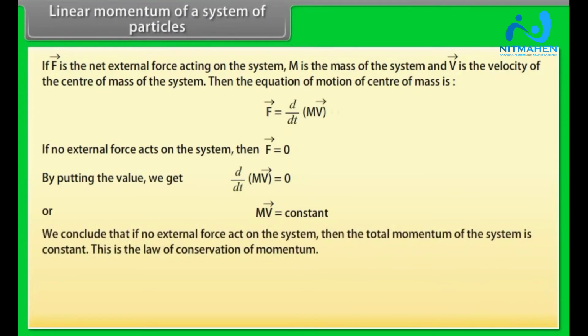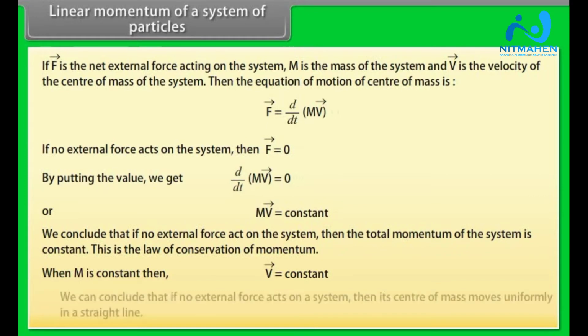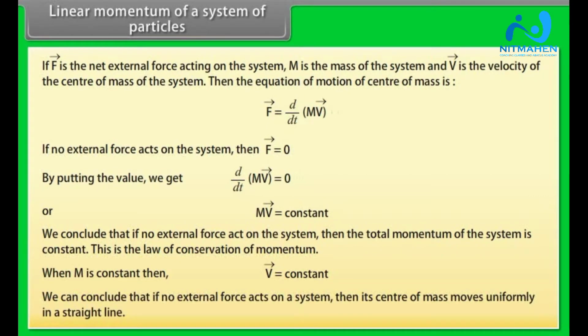We conclude that if no external force acts on the system, then the total momentum of the system is constant. This is the law of conservation of momentum. When the value of m is constant, then v vector is also constant. We can conclude that if no external force acts on a system, then its center of mass moves uniformly in a straight line.